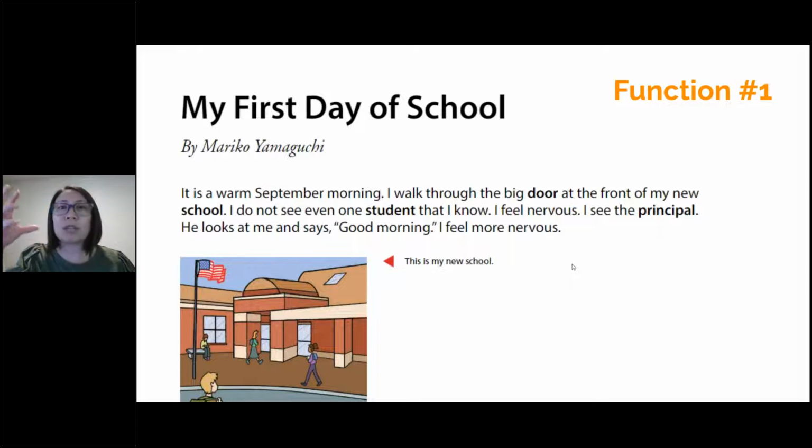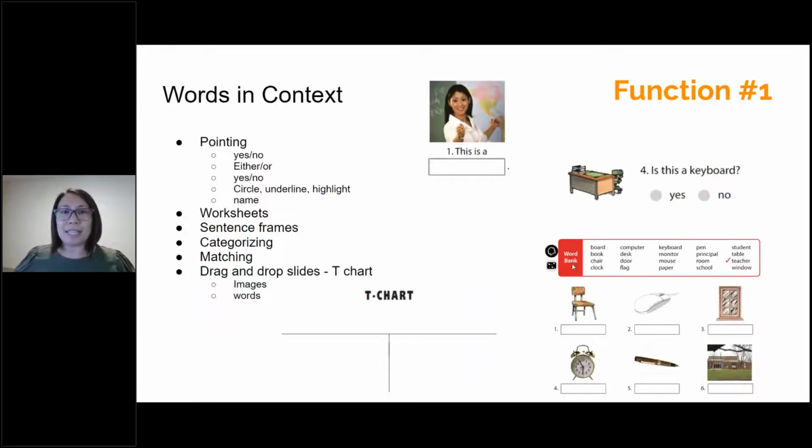So now they can visualize the door, what's happening with the door, the student, the school, the principal. All right, on the next slide, you're going to see other ways we can see words in context. Maybe it's through pointing, like the theme pictures, or the picture of the first day of school. We can do all the yes, no, either, or, etc. Circle, underline, highlight, name things, right?